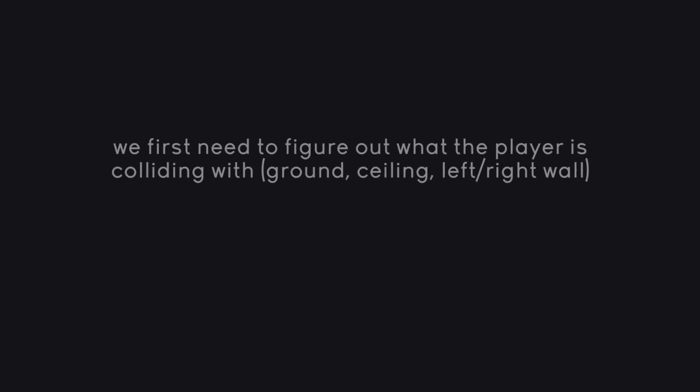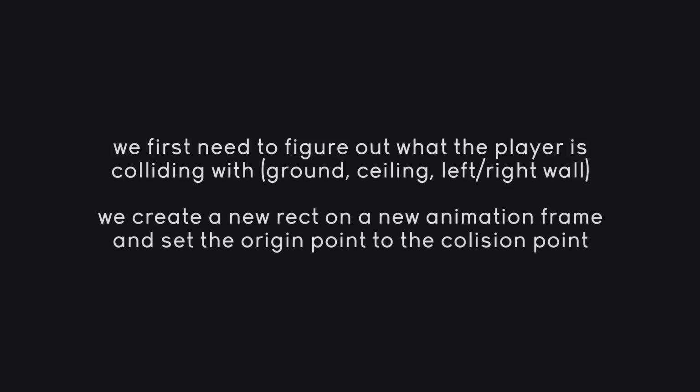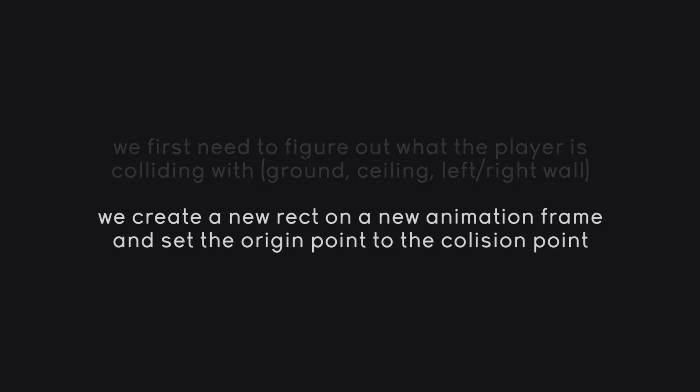Number one, we have to figure out what the status of the player is in terms of what the player is colliding with. So is the player on the ground, on the left or right wall, or on a ceiling? And once we have that information, we want to get a new rectangle and place the origin point of that rectangle to wherever the collision point happens to be. So let's go back into the code and let's have a look at this.